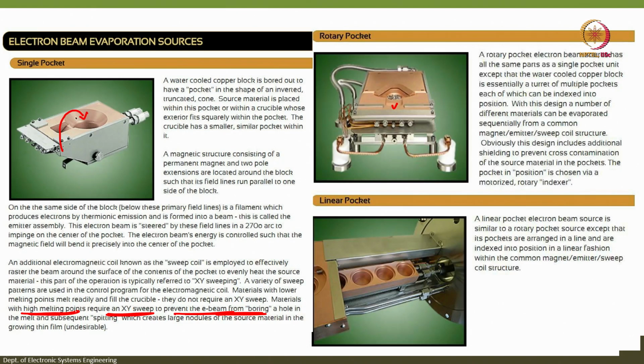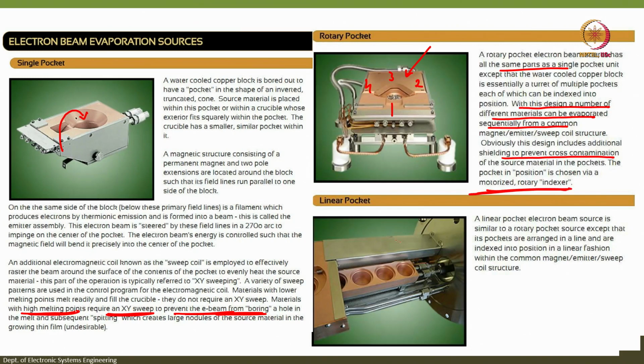As I mentioned, a rotary pocket electron beam source has all the same paths as a single point unit. However, with this design, a number of different materials can be evaporated sequentially, because if you say this one is the first pocket and you have 4 pockets, then you can have different sources that you can evaporate. This design includes additional shielding to prevent cross contamination. This is this shielding, okay, and the pocket in position is chosen via a motorized or rotary indexer.